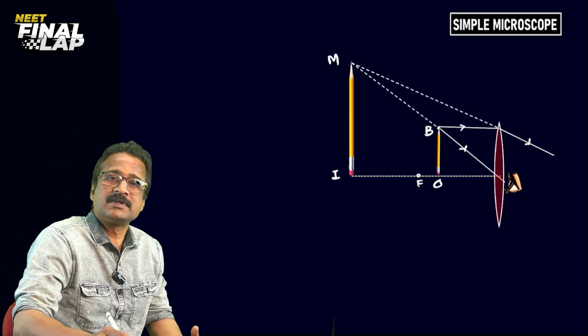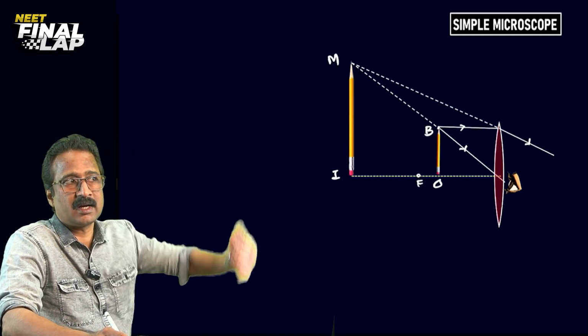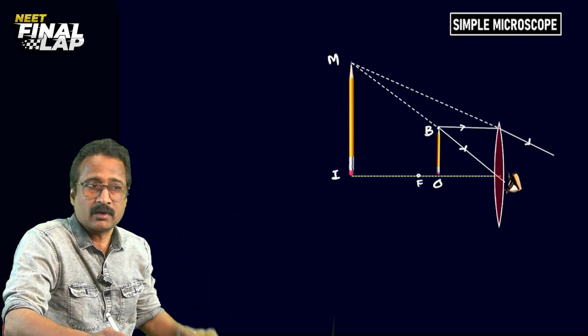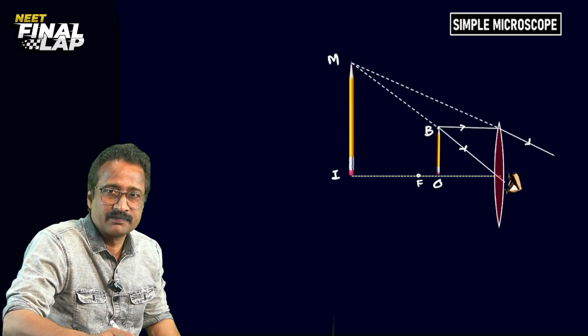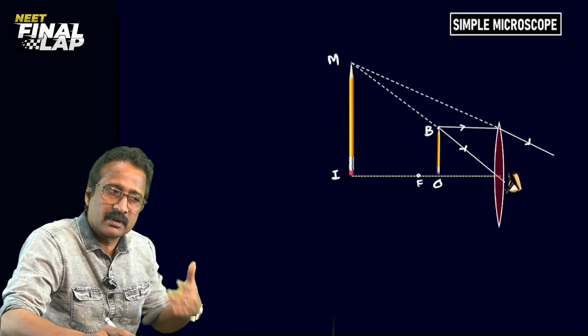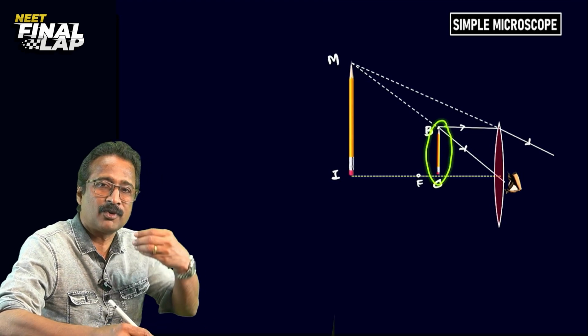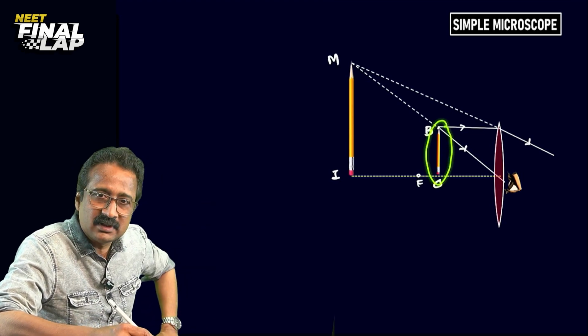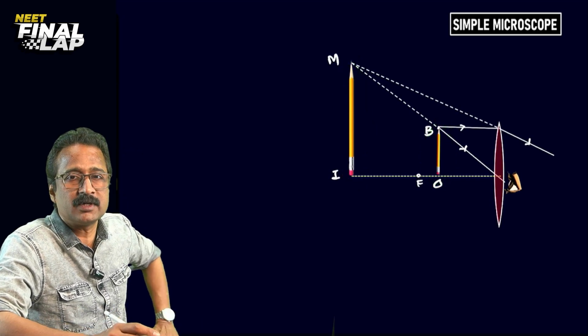So in simple words, if you keep an object within the focus of a convex lens, you will see an enlarged virtual image on the same side. This is the principle of a simple microscope. That is all there is to its working. Suppose you are keeping a piece of paper with some small prints here, you will actually be seeing these prints as enlarged prints almost here. This is how it functions.